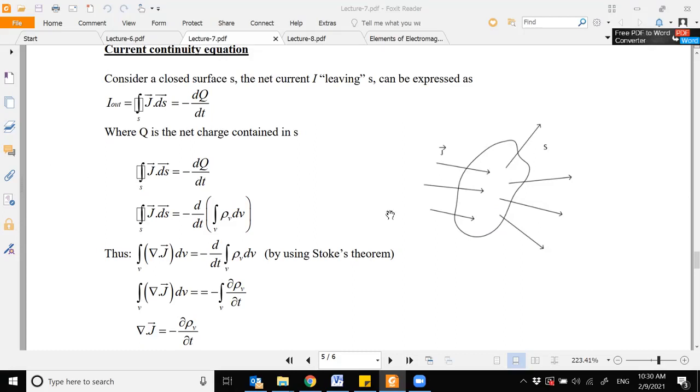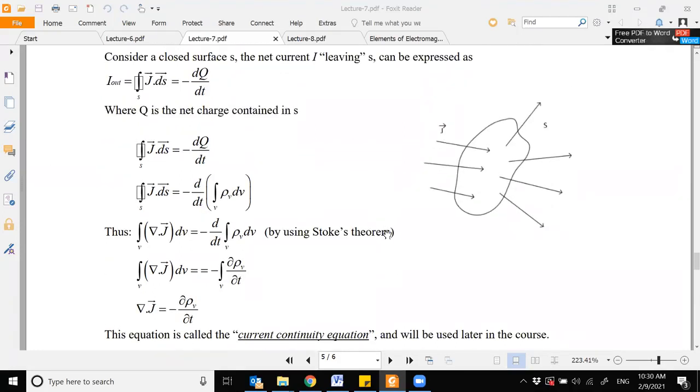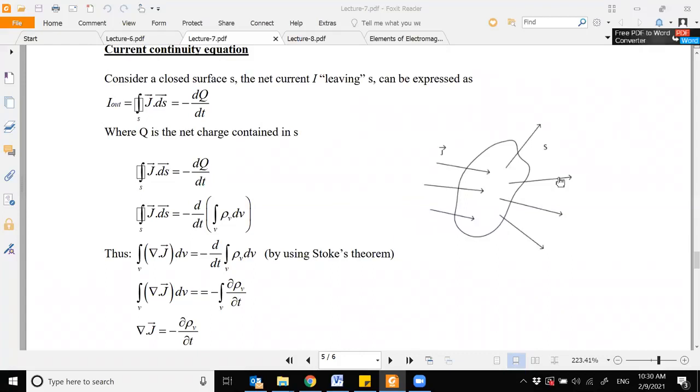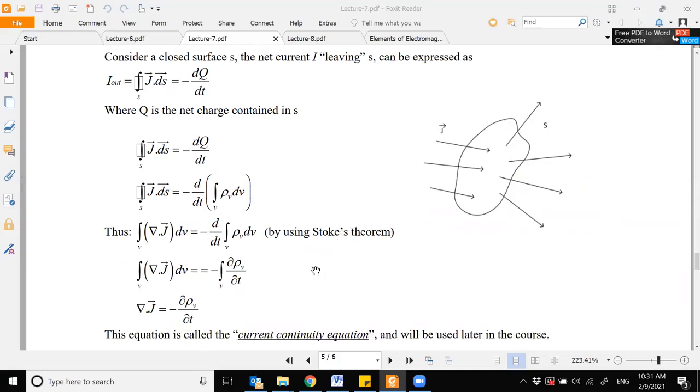Or you can also think in the following way: if you have the current density everywhere, the amount of current density which is leaving your soccer ball must be equal to what is inside. That is, what is entering the spherical shell must be leaving the spherical shell. So this is what the current continuity equation is saying.